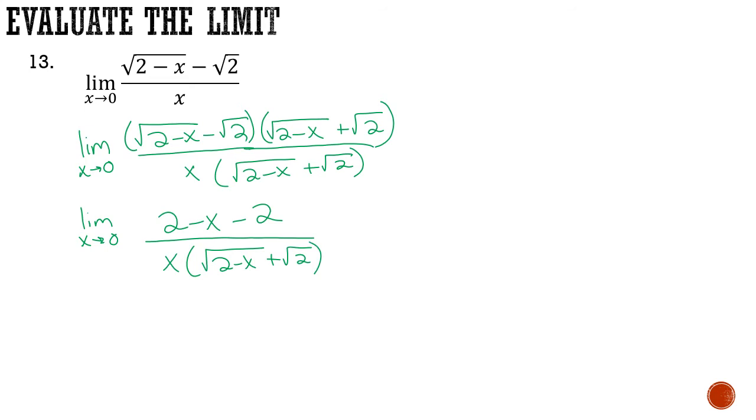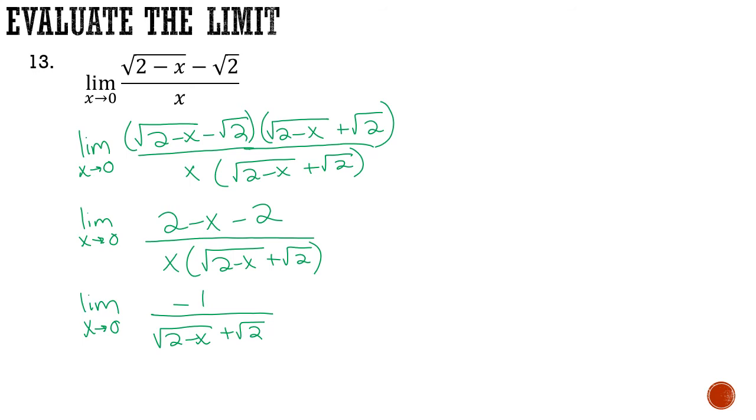Okay, so continue to simplify. The numerator, 2 minus 2 is 0. So then I have negative x left in the numerator. Well, negative x over x is going to simplify. So then I have negative 1 over the square root of 2 minus x plus the square root of 2. So the numerator simplified to just be negative x, and the negative x over positive x simplified to just be a negative 1 in the numerator.